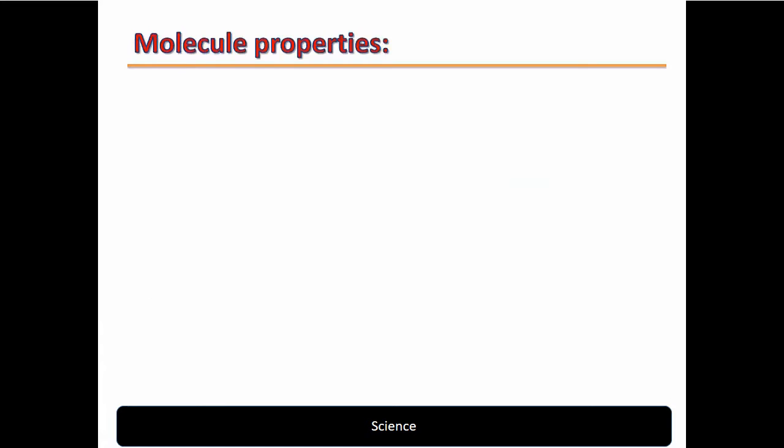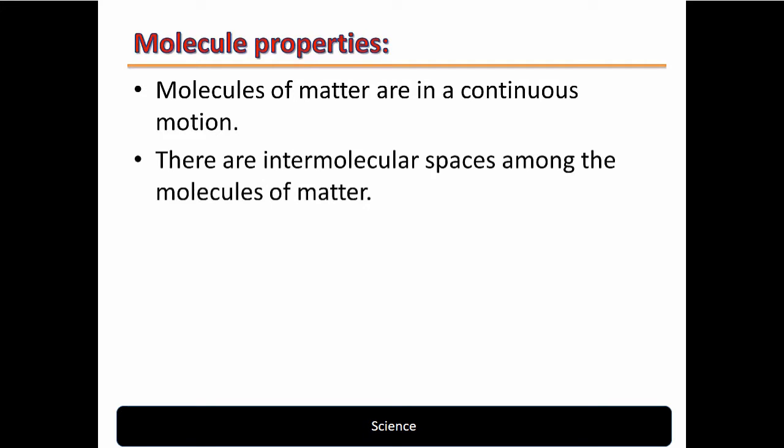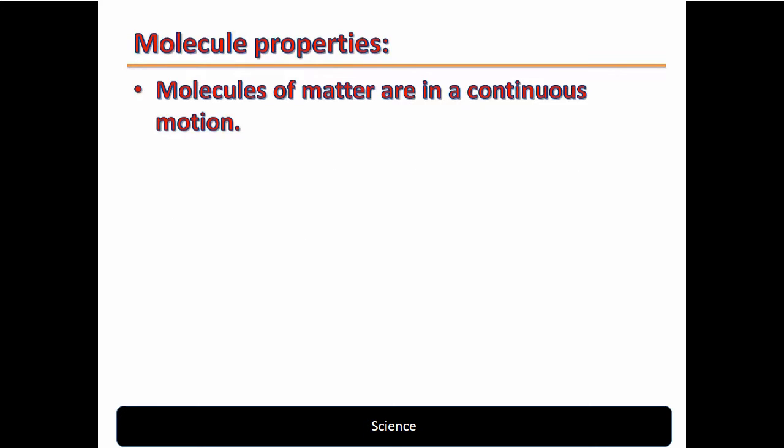What are the properties of molecules? Molecules have three properties. The first one: molecules of matter are in continuous motion. The second one: there are intermolecular spaces among the molecules of matter. The third one: there are intermolecular forces among the molecules of matter. Let's do some experiments to prove that molecules of matter are in continuous motion.